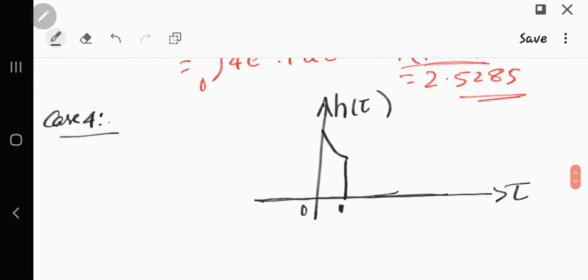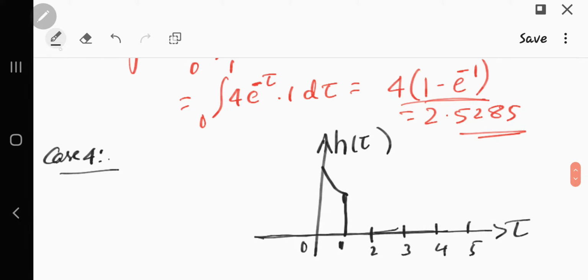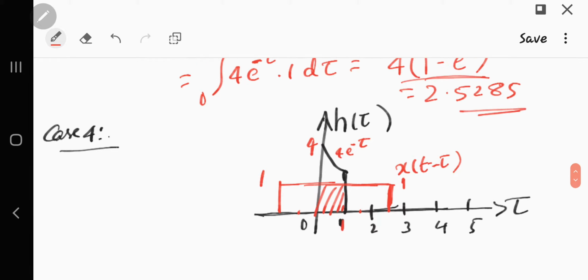Zero to 1. So 2, 3, 4, 5. So let's see what happens to this case. Now the shifting signal I will put here. So 1, 2, 3, 4. So amplitude is 1. This is my x of t minus tau and this is 4 into e power minus tau having amplitude 1. So again the overlapping region is from 0 to 1 itself.